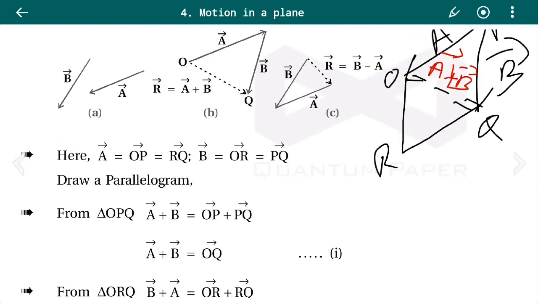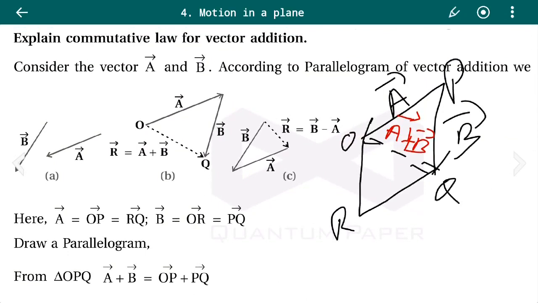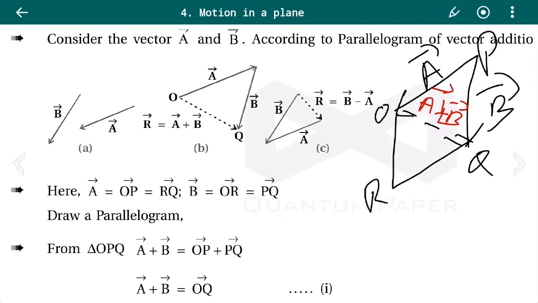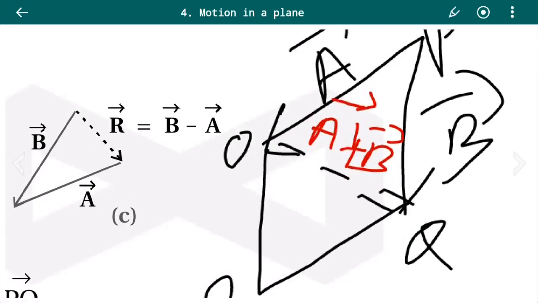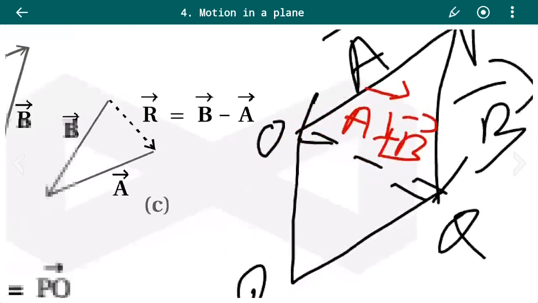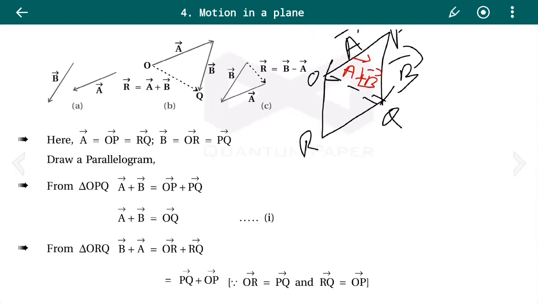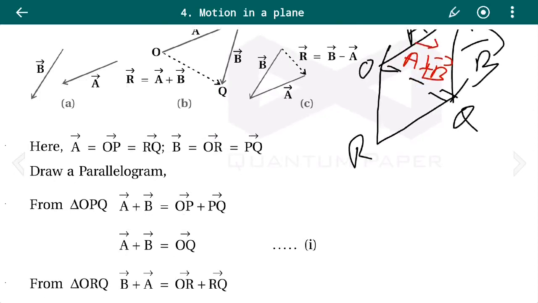So from triangle OPQ, the third line that joins the two lines gives the vector addition, that is the resultant vector. Considering only this triangle OPQ, we can write that vector A plus vector B is equal to OP vector plus PQ vector. And this OP vector plus PQ vector is equal to OQ vector. Equation 1.